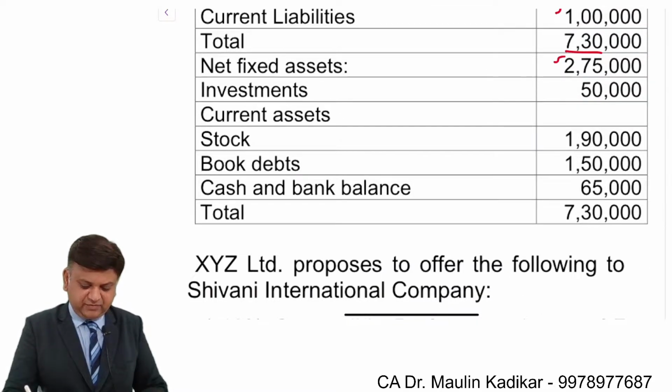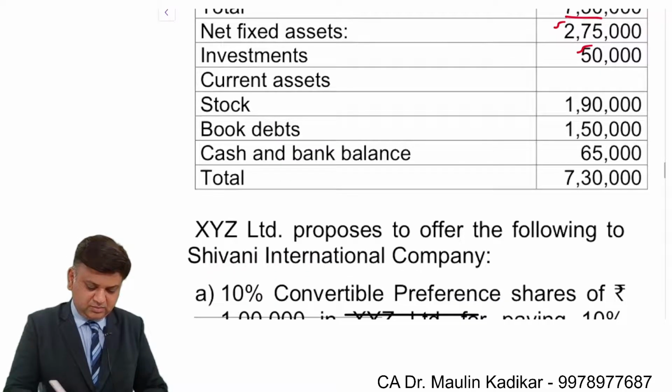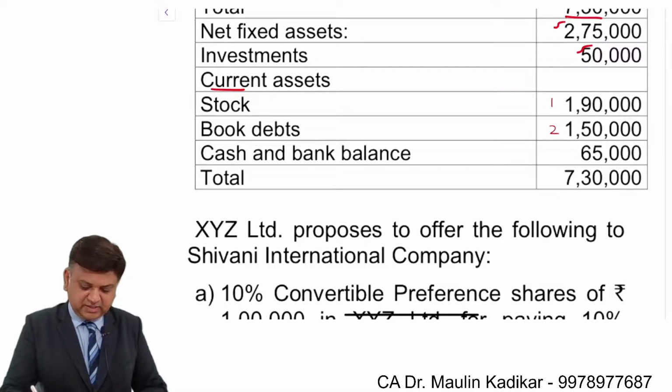Fixed asset is 2 lakh 75,000. Investment is 50,000. Current assets consist of stock, debtors, cash and bank.